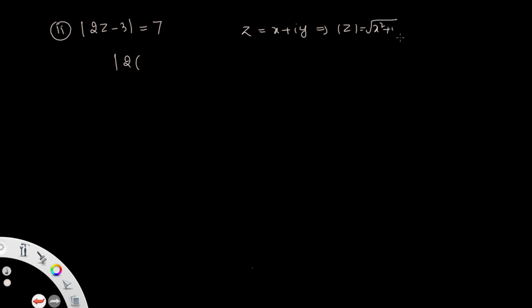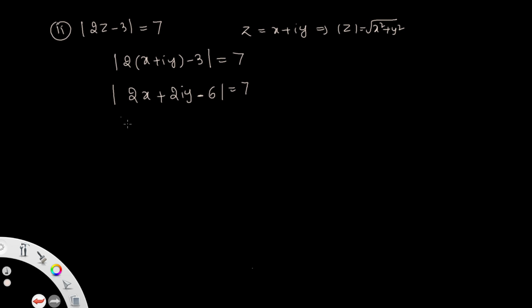So the second question is given that mod of 2z minus 3 equal to 7. Substitute z equal to x plus iy, so where z is there you write x plus iy. That is in the modulus 2 into x plus iy minus 3 equal to 7. So 2 into 2x plus 2y minus 6 in the modulus equal to 7.